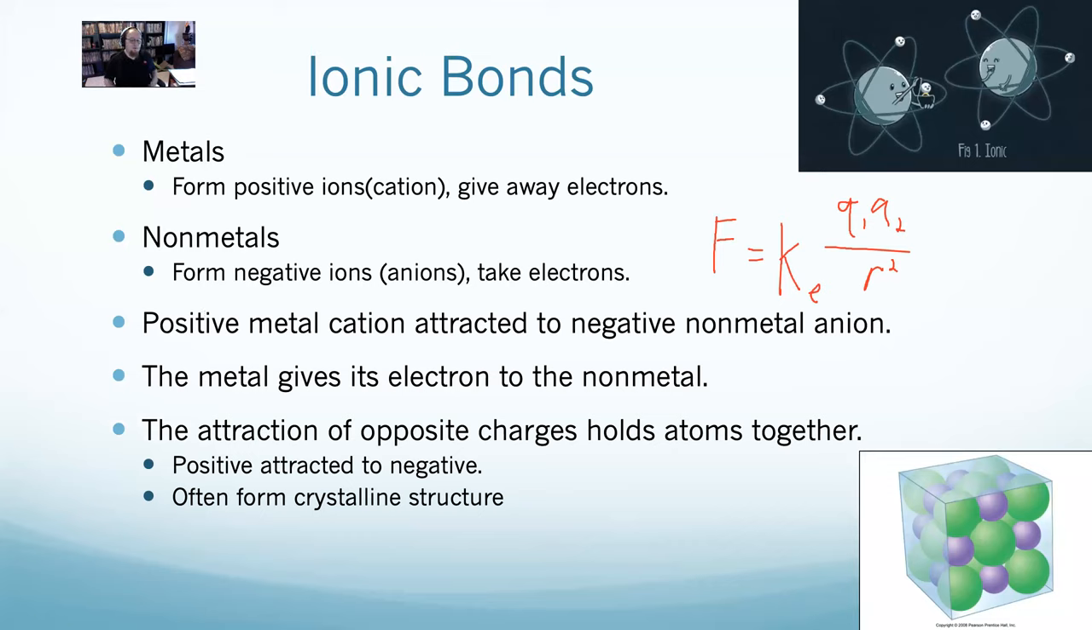Now, they normally form a crystalline structure. They form in lattices, in nice grids. But that's all it is. It is the Coulomb force from chapter 8 holding them together after one atom gave its electron away to another. Okay?